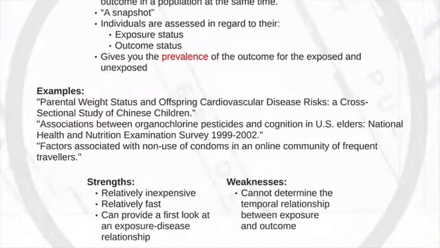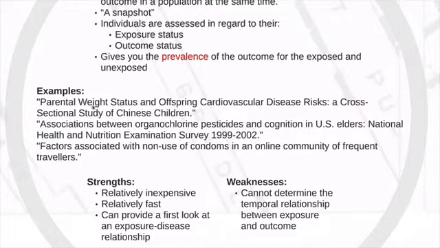So I just have for you a few examples. I just pulled these very recently from recently published papers. So the first example of a cross-sectional study is looking at parental weight status and offspring cardiovascular disease risks, a cross-sectional study of Chinese children.